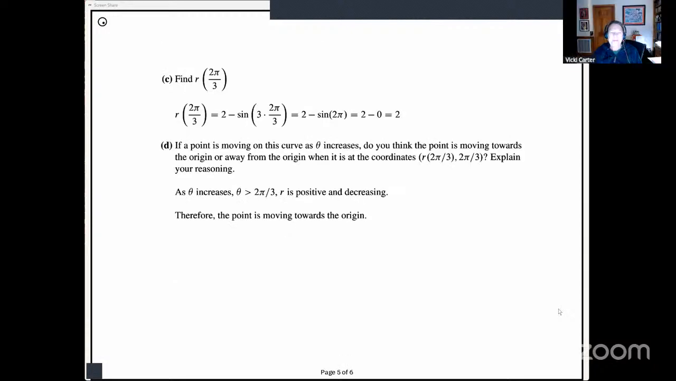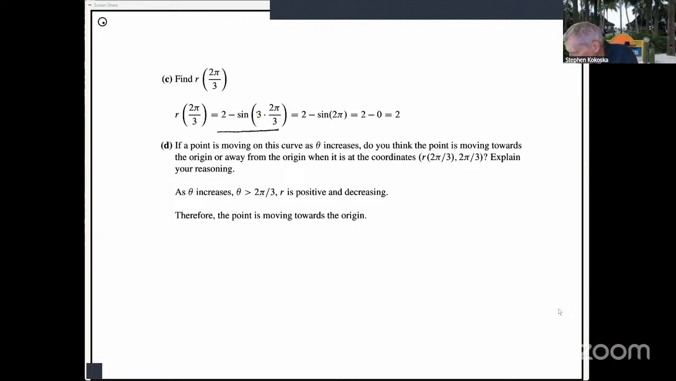All right, let's see. C simply says find R of 2 pi over 3. So I plugged that into my expression and I did a little bit of simplification here. Sine of 2 pi is 0, so that value is just 2. So let me just think about this for a minute. So this point, let's see if I've got this right, R is 2. Theta is 2 pi over 3. That's an ordered pair in polar coordinates. That point is on the curve.